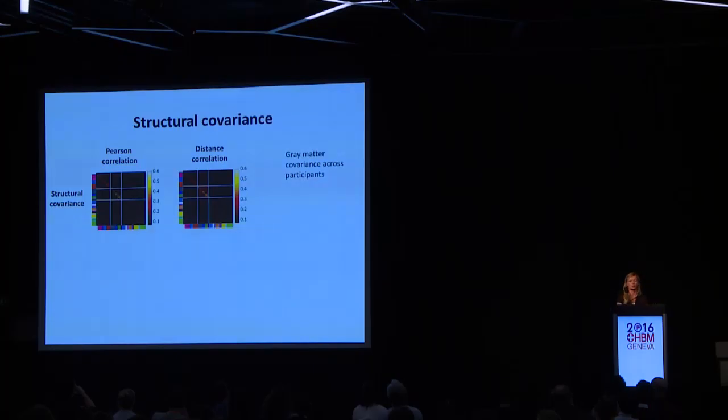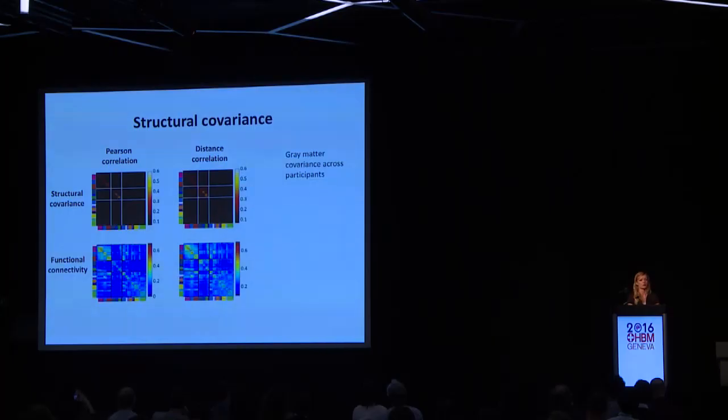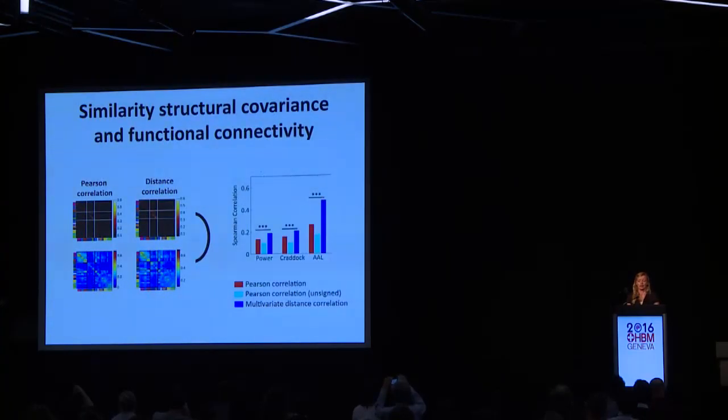You can see that structural covariance also contains the same similar network structure that we saw before. Now we can compare these structural covariance matrices with our functional connectivity matrices from before, and look at the correlation between them. Again, for each of the three sets of regions of interest that we had, we see that there is a stronger similarity between structural and functional connectivity for distance correlation than for Pearson correlation.